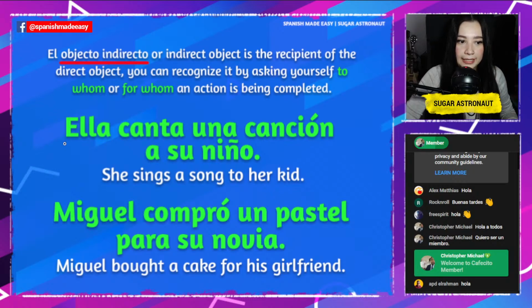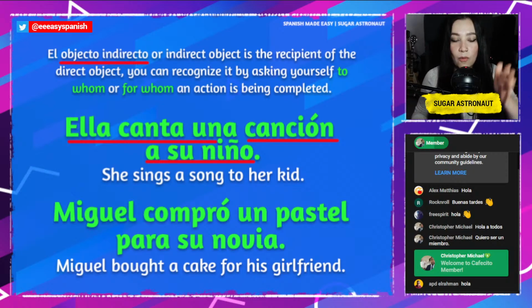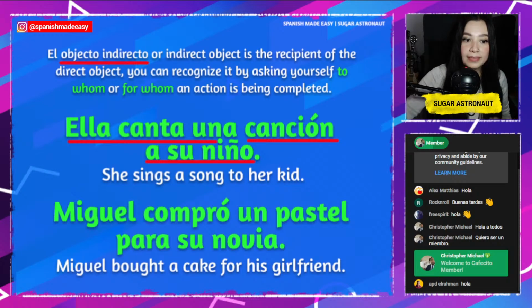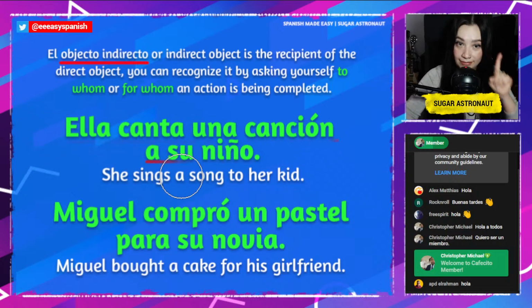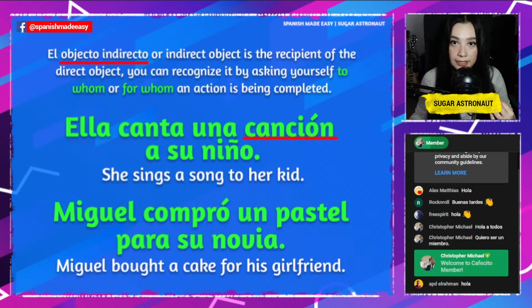Okay, so let's look at some examples and let's identify the indirect object. The first example is: ella canta una canción a su niño. This means she sings a song to her kid. The direct object in this sentence is the song, canción, because the direct object is the recipient of the action of the verb. So, the song is the direct object in the sentence.